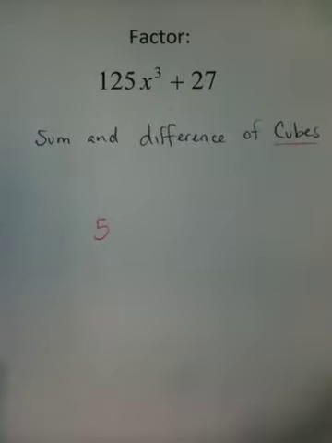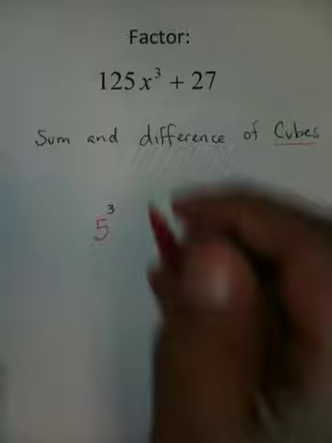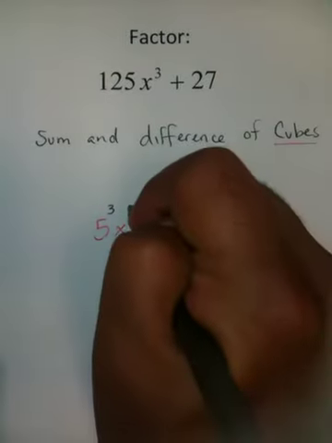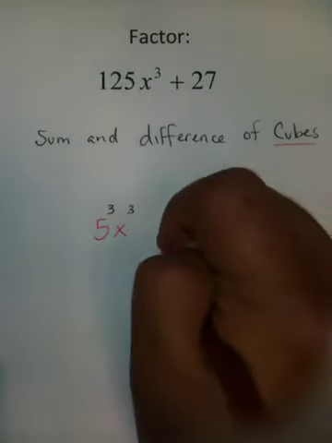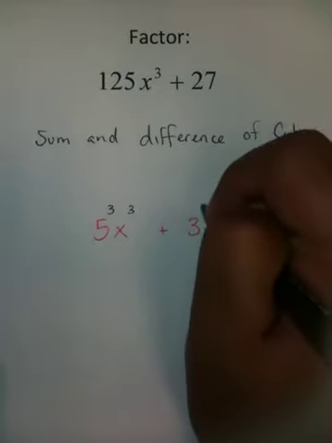5 to the third power is 125. We're going to leave this x to the third power the way it is because it's already a cube, so we don't need to really worry about it. However, 3 to the third power is 27.